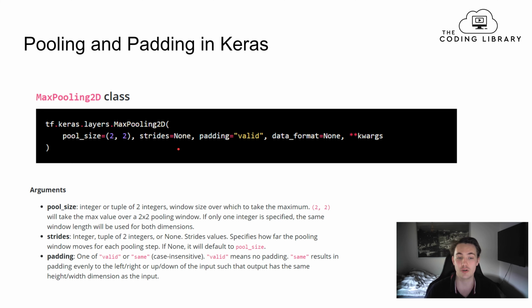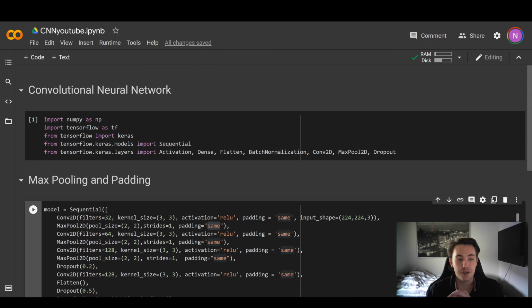And if we were using strides equal to 1 and we were adding padding to our max pooling layer, then we'll actually keep the dimensions, which we're going to see in code as well. And then we can specify here if we want to use padding or we don't want to use padding in our max pooling layer.